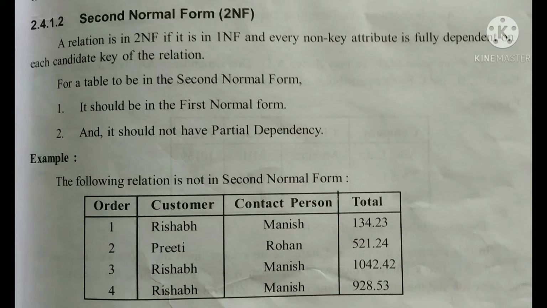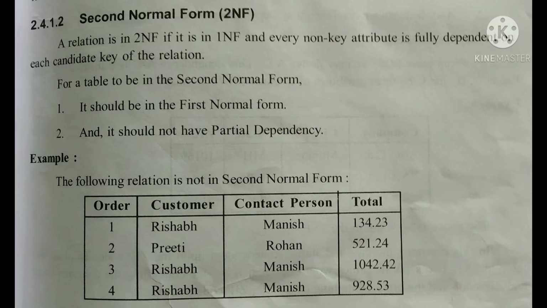For a table to be in the second normal form, it should be in the first normal form, and it should not have partial dependencies. The first condition is that it should be in first normal form, and the second condition is that it should not have any partial dependency. If these two conditions are satisfied, then it is known as second normal form.